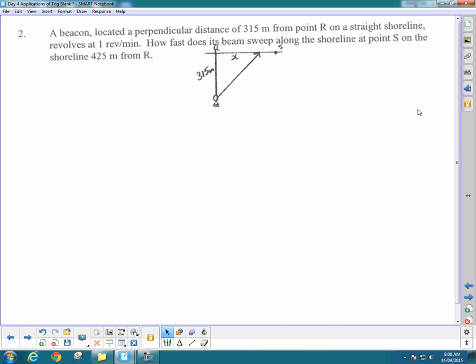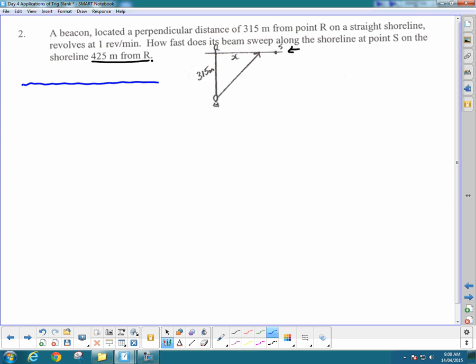In the picture that's given, there's point S, but you'll notice my beam of light hasn't gotten there yet, and it will in a second. The other bit of information we know is the distance between R and S is 425. I'm going to redraw a picture over here.